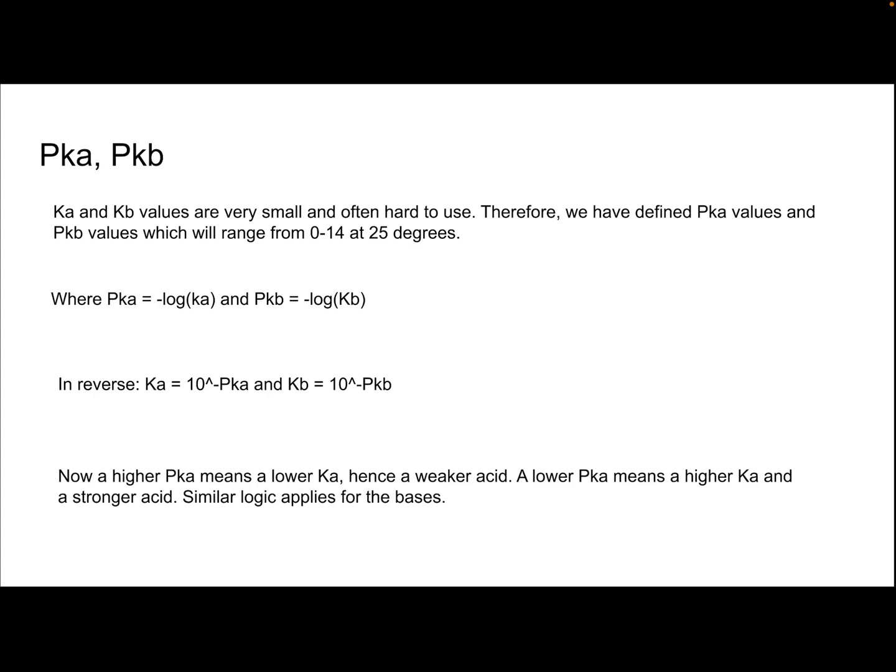So we know that the higher the pKa is, the lower the Ka, and hence because the Ka is lower, this is a weaker acid. A lower pKa means that the Ka is larger, and therefore this is a stronger acid. Okay, so just remember that pKa is the reverse of the Ka. Higher pKa means a lower Ka, and a lower pKa means a higher Ka. And similar logic will apply for the bases.